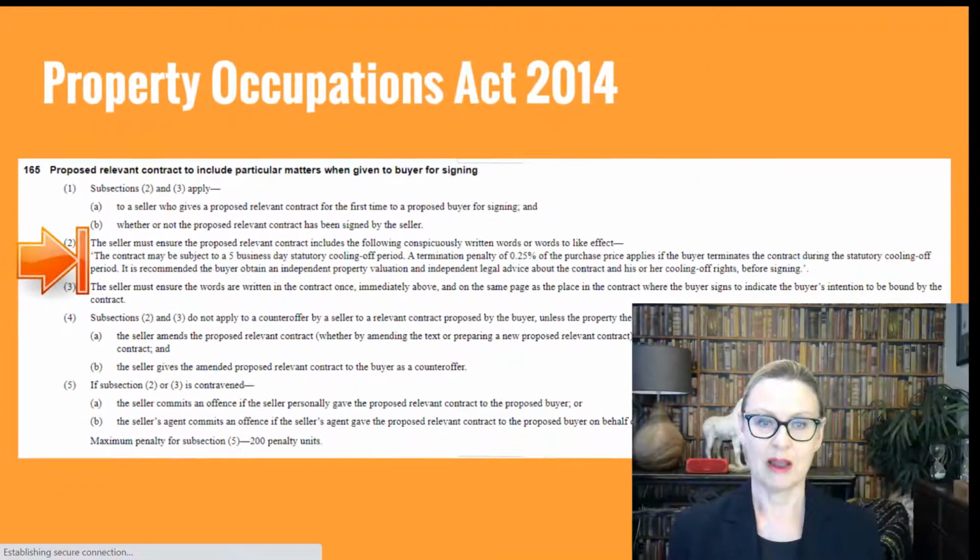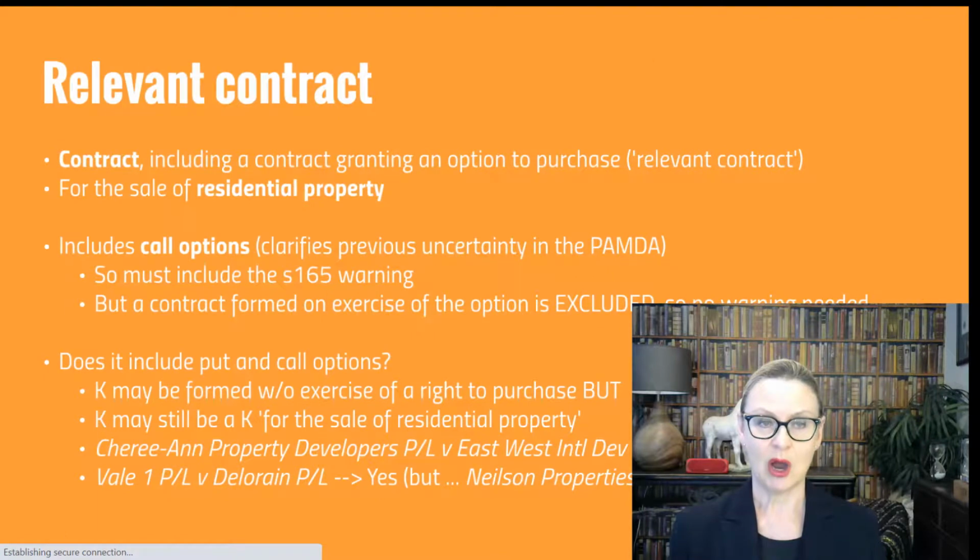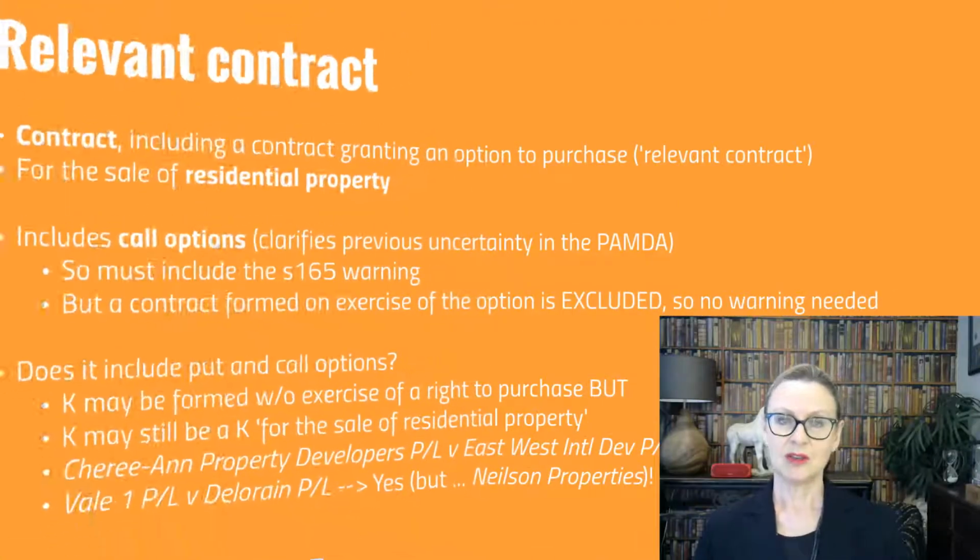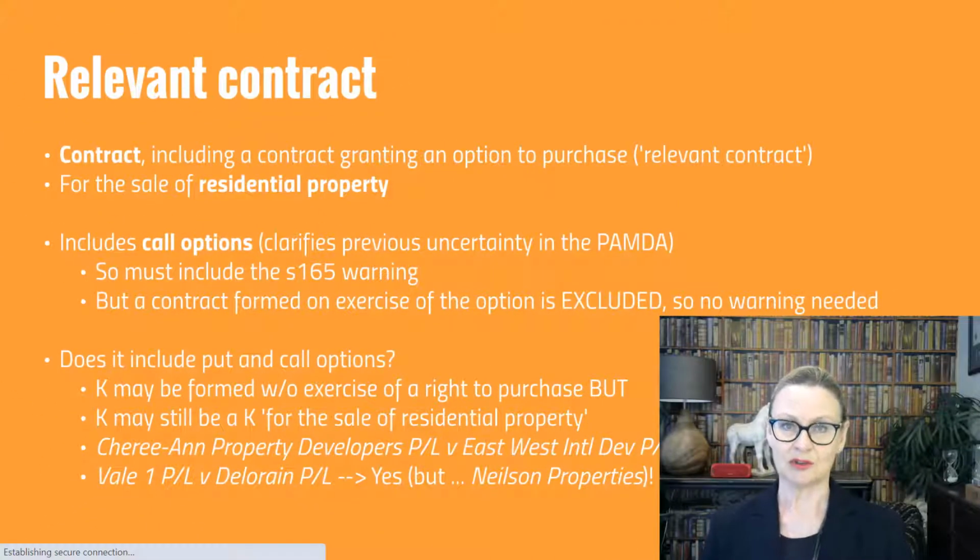So that is why we had the bold type in the REIQ contract. So let's have a look at the components of 160 and 165 just so that we're sure about the legislative underpinnings for all of this. So the first thing we need is a relevant contract.